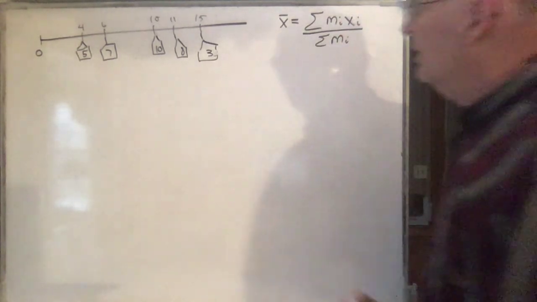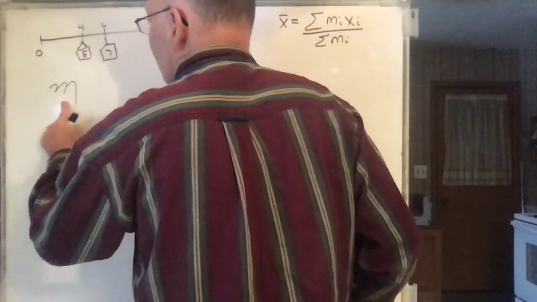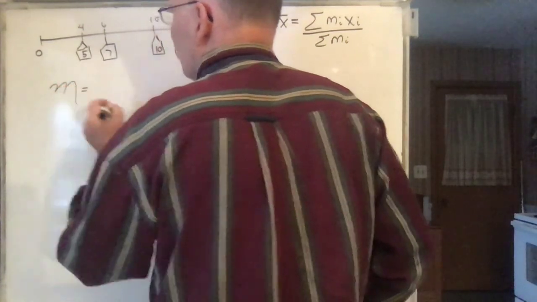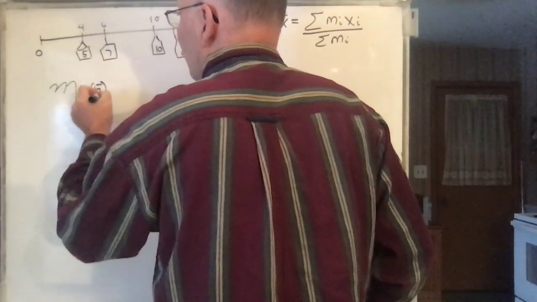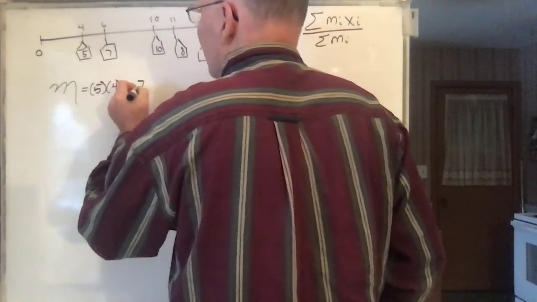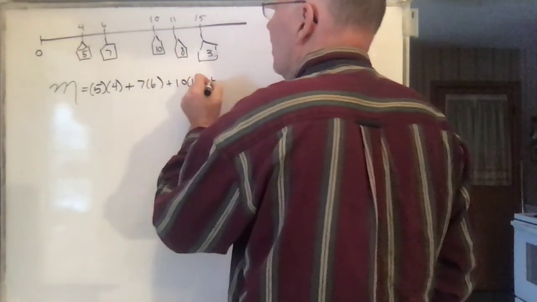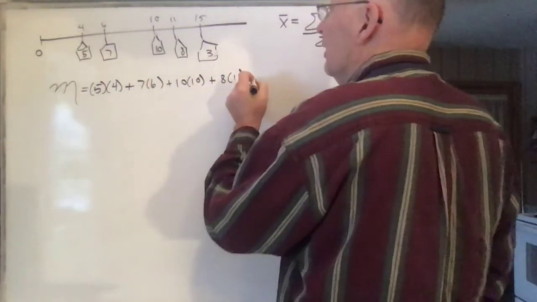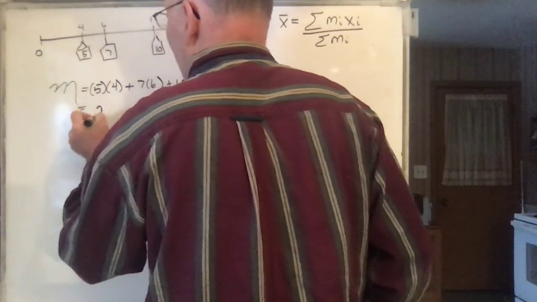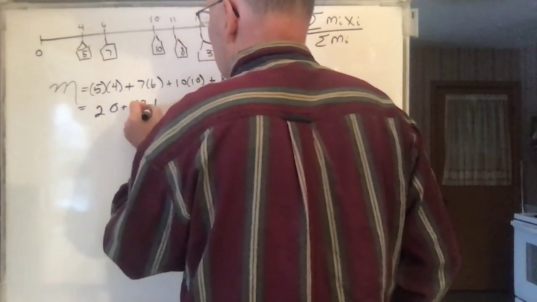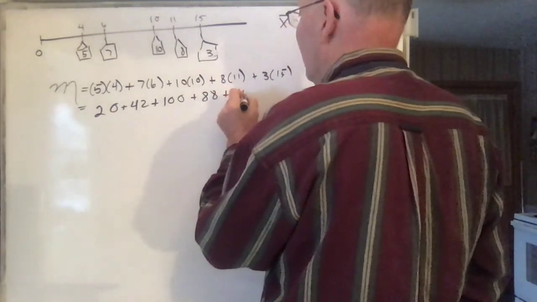The total moment, we sometimes use a script M for the total moment, is going to be equal to 5 times 4 plus 7 times 6 plus 10 times 10 plus 8 times 11 plus 3 times 15. And what does that add up to? 20 plus 42 plus 100 plus 88 plus 45.